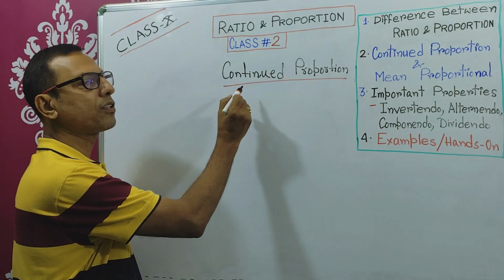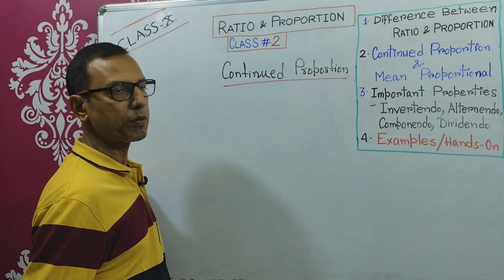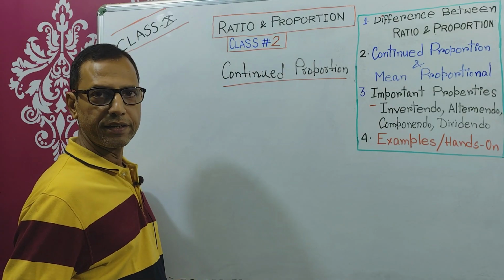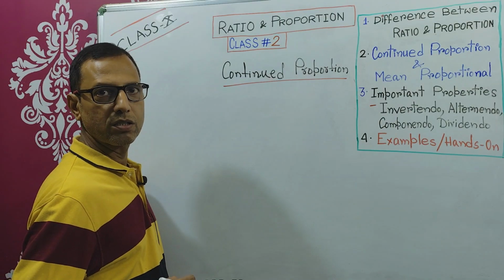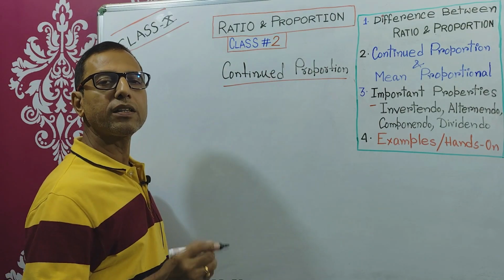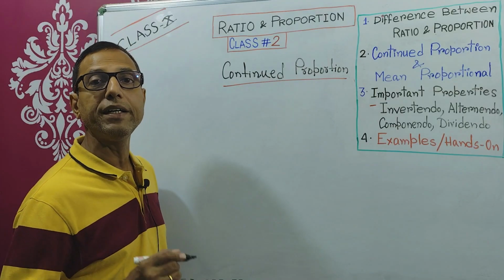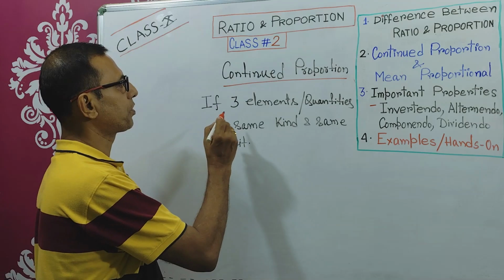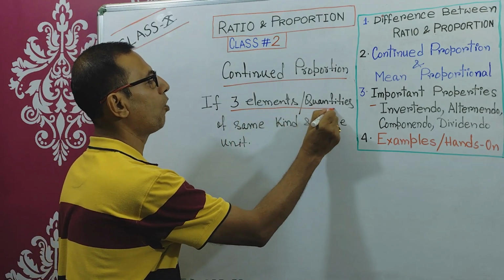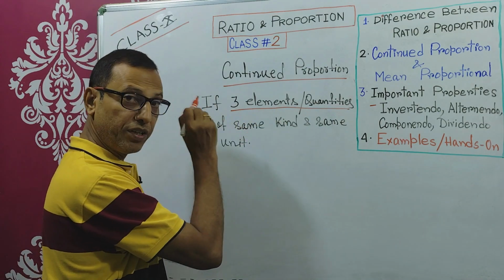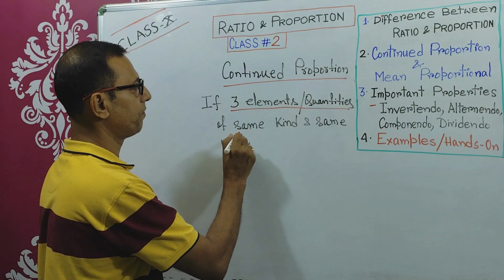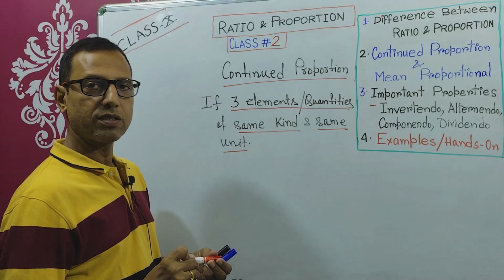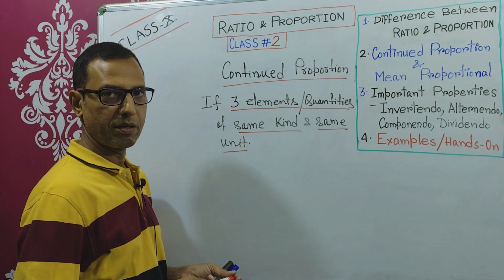So now we'll explain continued proportion. What is continued proportion? Continued proportion is when there are three elements or quantities of the same kind and same unit. Why three elements of the same kind and same unit?